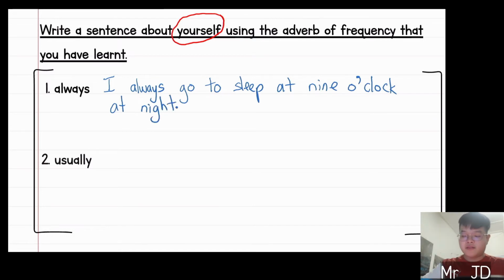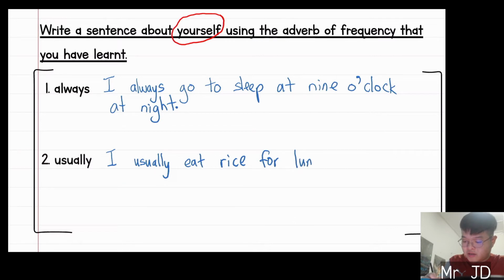Alright, that's the first one. Now, let's look at number 2. Usually. Remember, I, yourself, you have to use I. Usually eat rice, for example, for lunch. This means usually atau makan. Or biasanya you have rice for lunch.